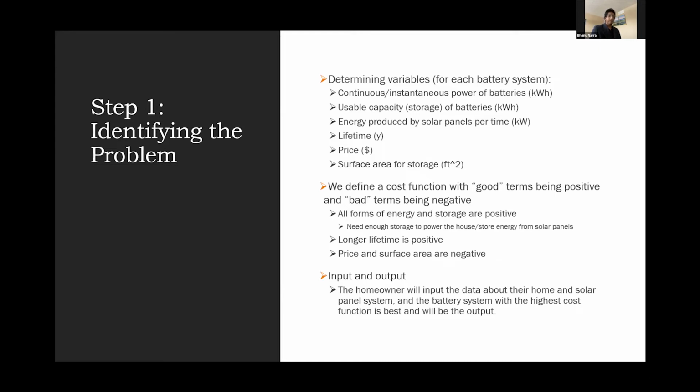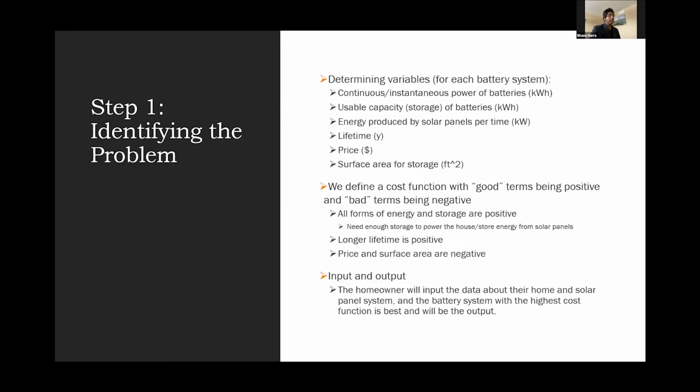So making sure that we minimize the amount of space in the house that's being taken up by a battery is also another factor that we thought would be important. So again, we would start by defining some good terms and some bad terms. We figured that the more energy that you get and the more storage that you have, the better. And so that would be a positive term. Longer lifetime is obviously also a positive term because that would reduce cost in the long term.